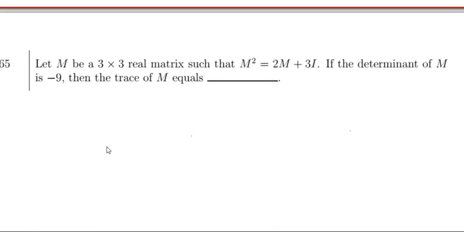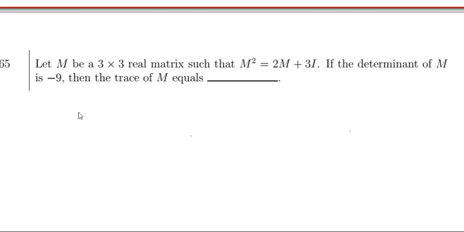Now let's see one more problem. This problem is based on linear algebra. M is a 3 by 3 real matrix such that M square equals 2M plus 3I. If the determinant of M is minus 9, then we have to find the trace of M. Since M is a 3 by 3 real matrix, the degree of its characteristic polynomial will be 3.